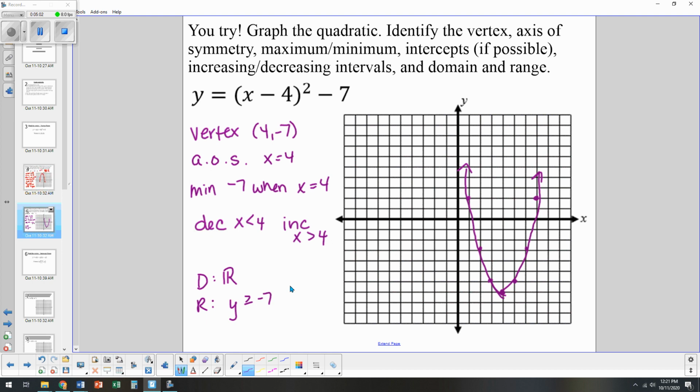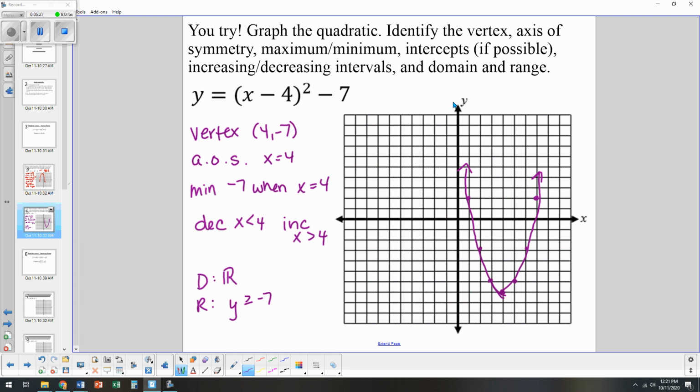Okay, so for this one, our vertex was 4, -7. The axis of symmetry was x equals 4. The minimum value was -7 when x was 4. We couldn't identify any of the intercepts. We could tell that it happened probably somewhere between 1 and 2 and somewhere between 6 and 7, but beyond that we can't tell exactly from this graph. We also don't see the y-intercept yet.